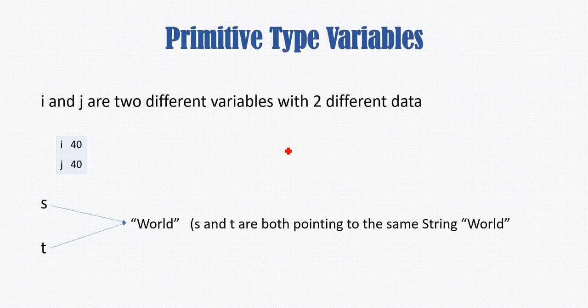So in conclusion, we can say that i and j are two different variables with two different pieces of data, that is i equals 40 and j is also equal to 40. But s and t, being reference variables, are pointing to the same data, world.